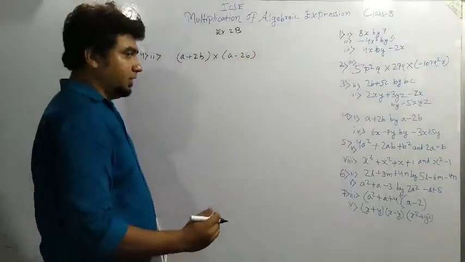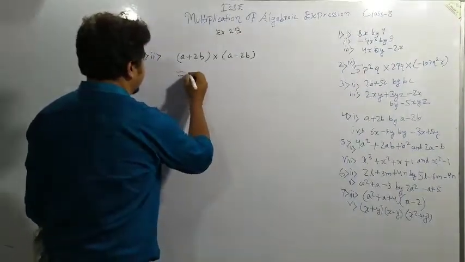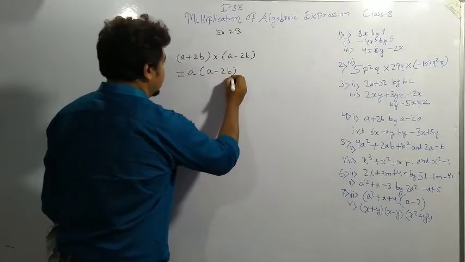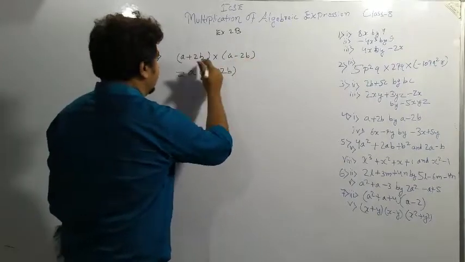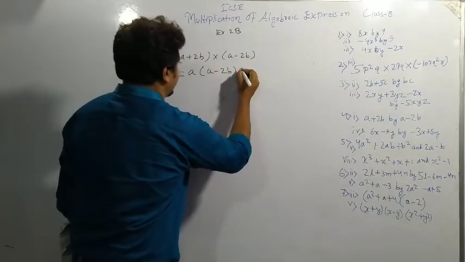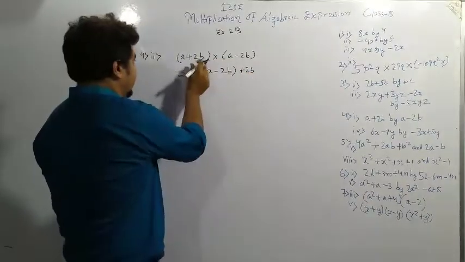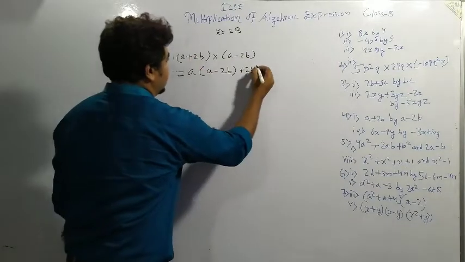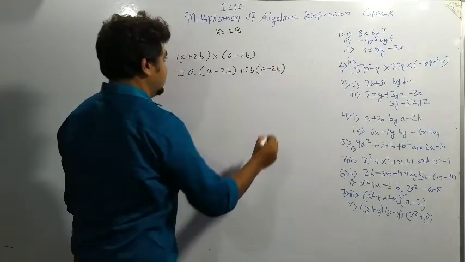So we'll be multiplying with respect to two terms. But how will we be multiplying? First thing is a into a minus 2b. Then the plus sign is there, plus 2b, I have written. Plus 2b into a minus 2b.